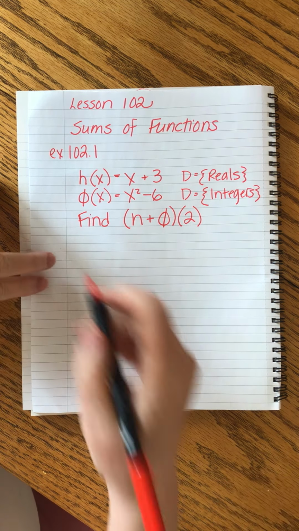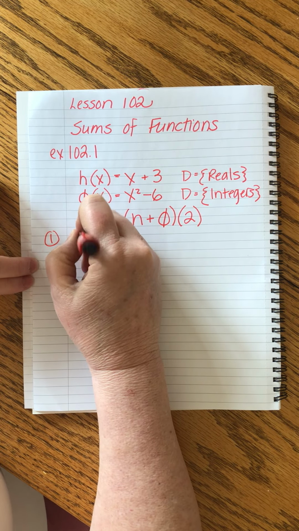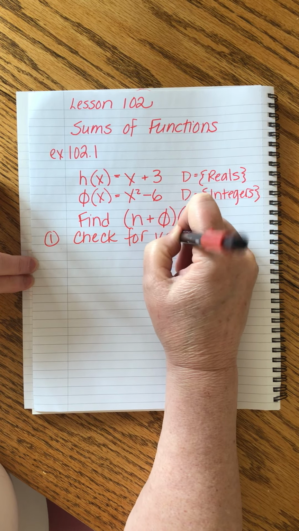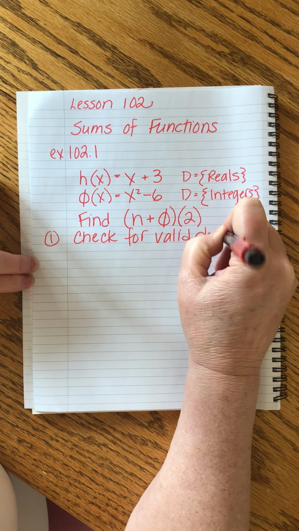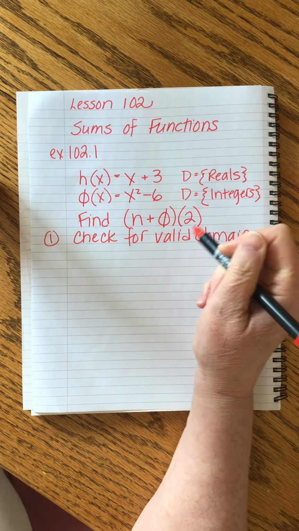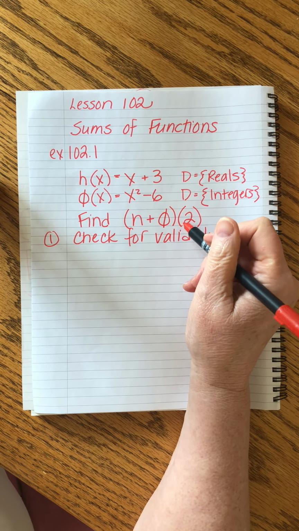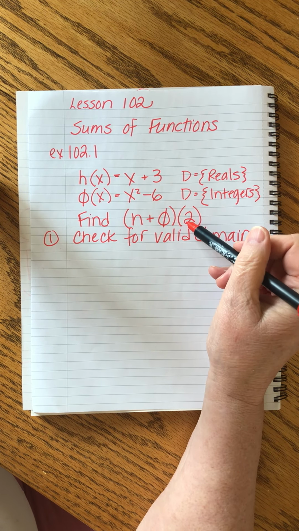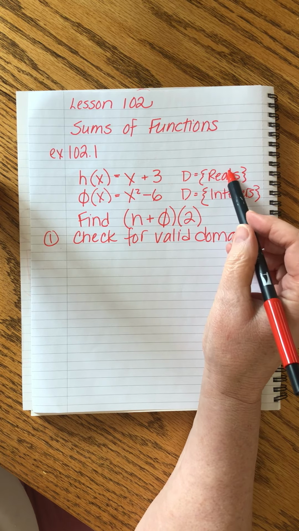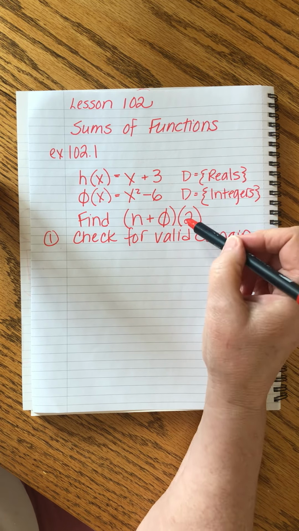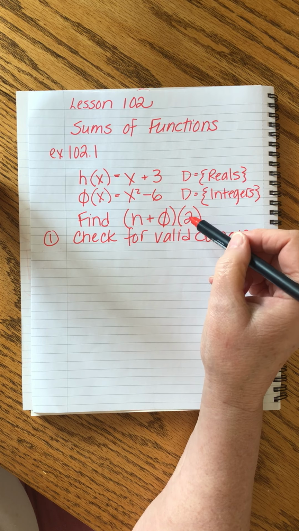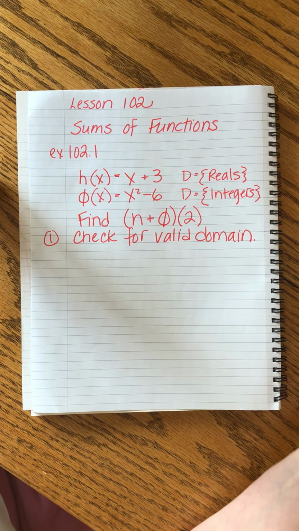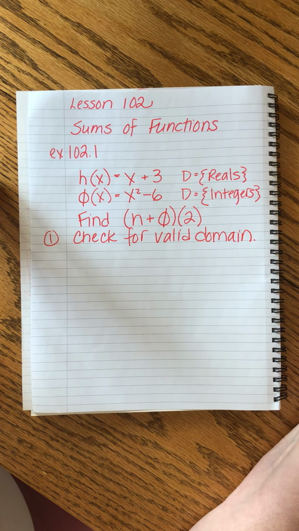The first thing that we have to do is check for valid domains. And what I mean by that is that the number that we want to put in has to be okay with the domains for both of the functions, right? 2 is an integer. So yes, it meets this test. It's also a real number, so we're fine with that. So this number, this potential input, fits within both of our domains, so we're fine. There are problems where they don't fit, okay?